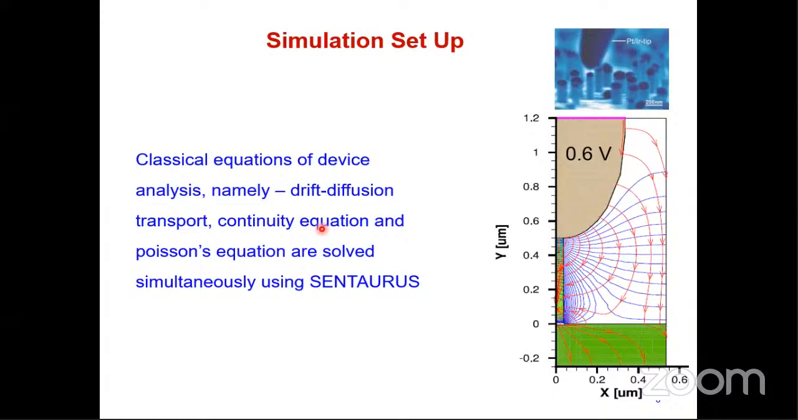Correct. So for holes, if you want to tell what is the equation, it is dou p by dou t, where p is the hole concentration. Dou p by dou t is equal to minus 1 by q, divergence of Jp, that is current density due to holes, plus generation rate minus the recombination. That is the continuity equation. Okay. Finally, drift diffusion equation. What is the drift diffusion equation?